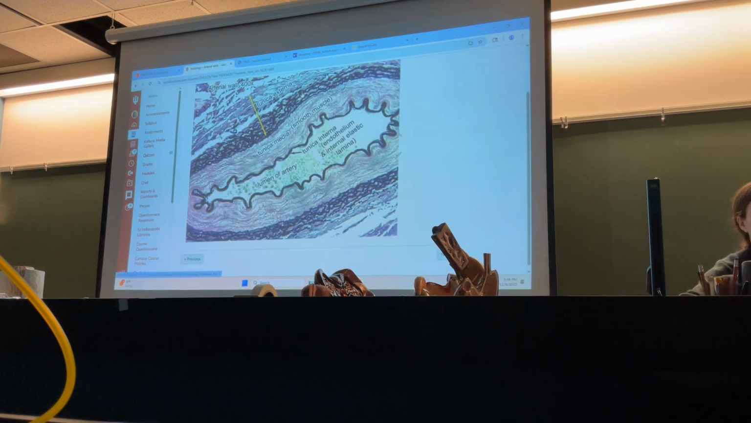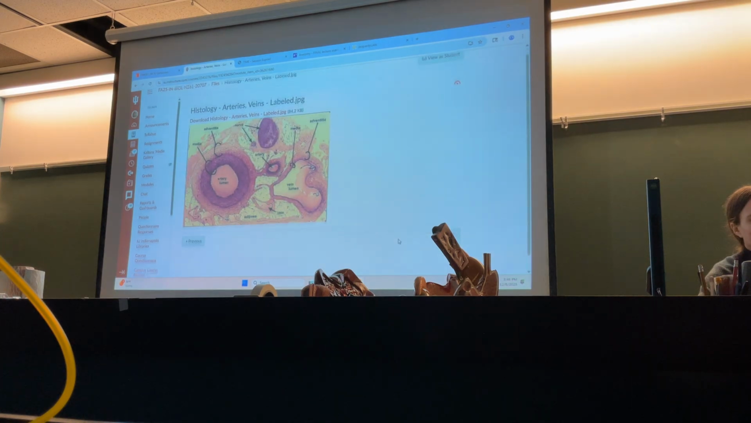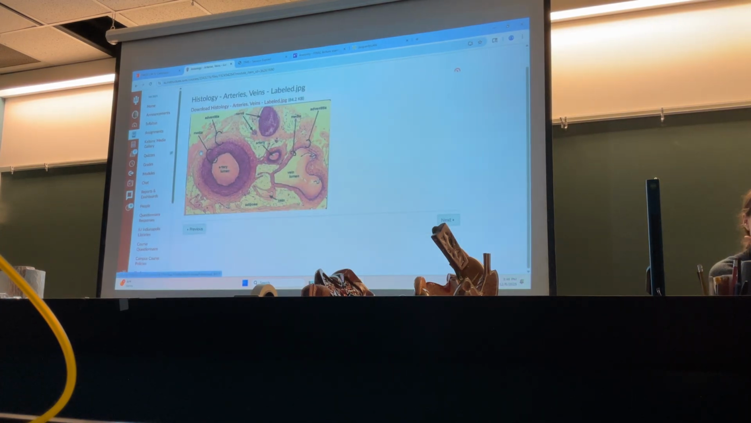And then finally, you guys will need to know arteries versus veins, the various layers of the walls of these vessels. So tunica adventitia, tunica media, tunica intima, or tunica interna.